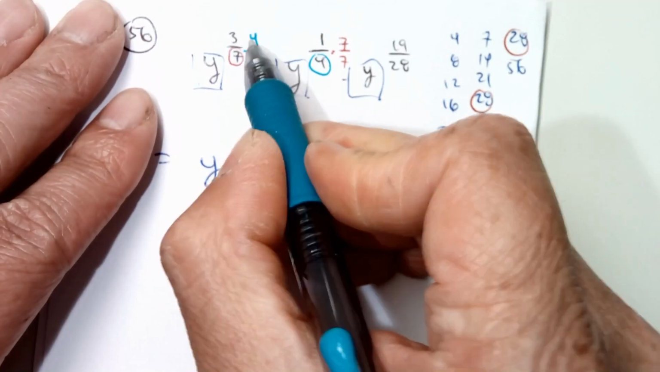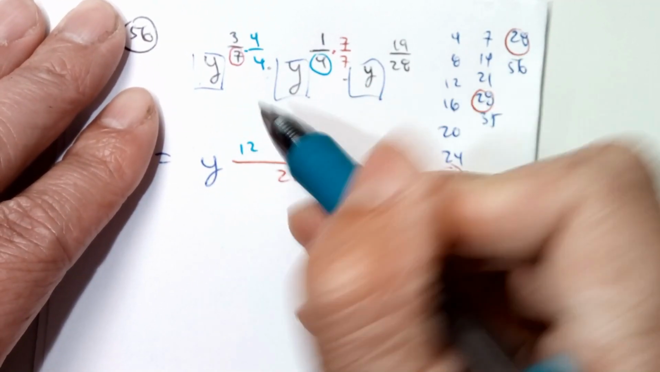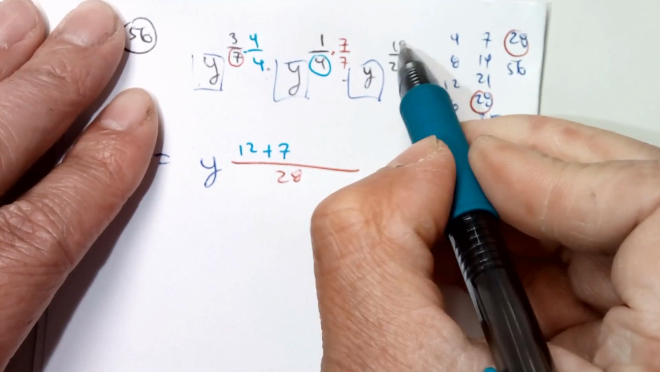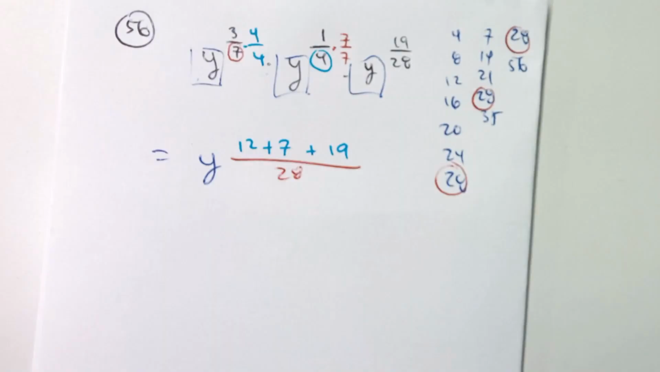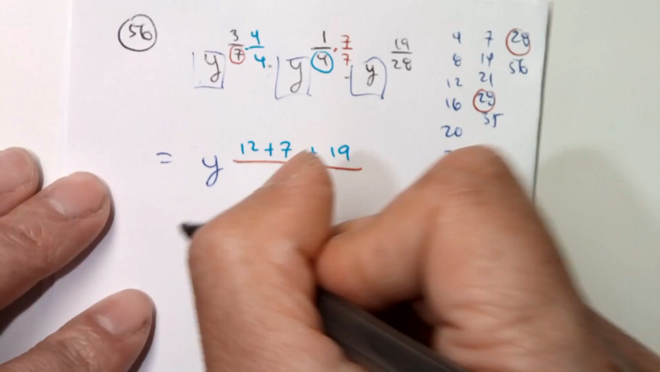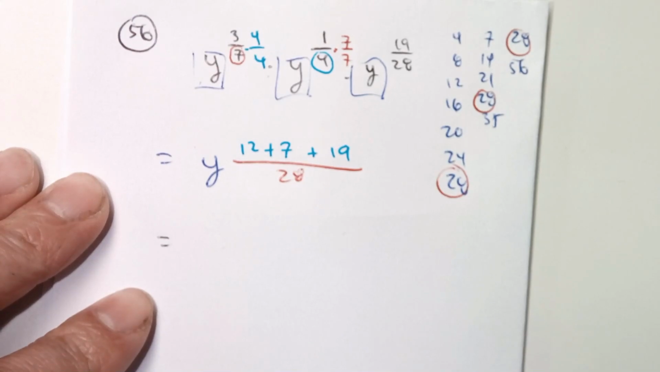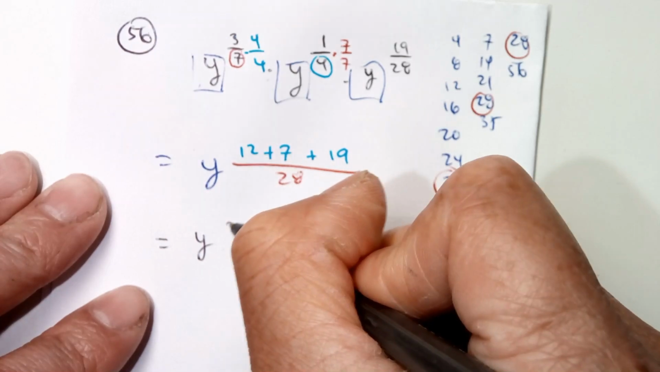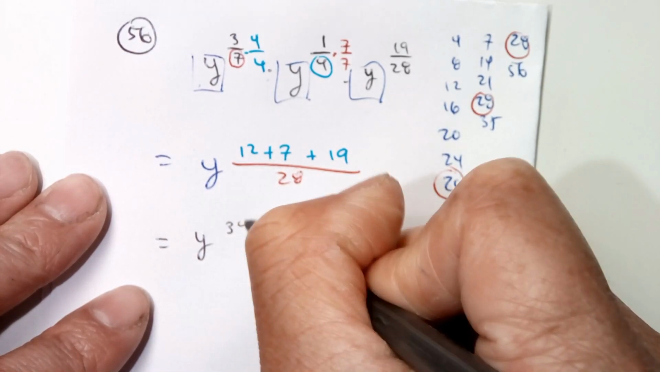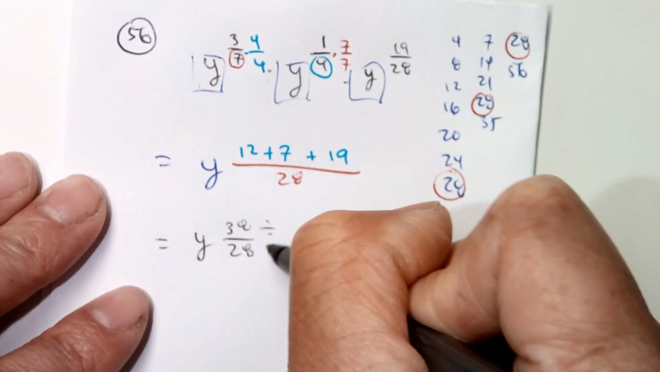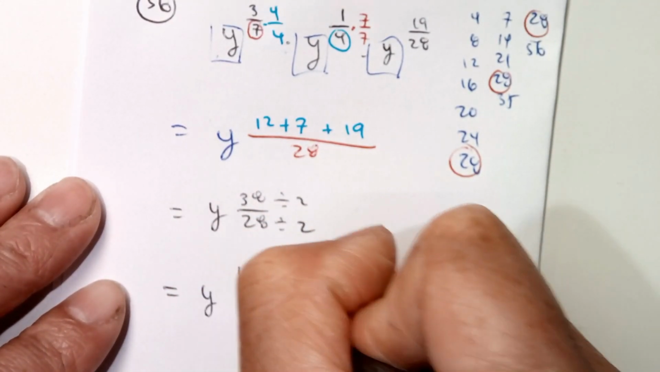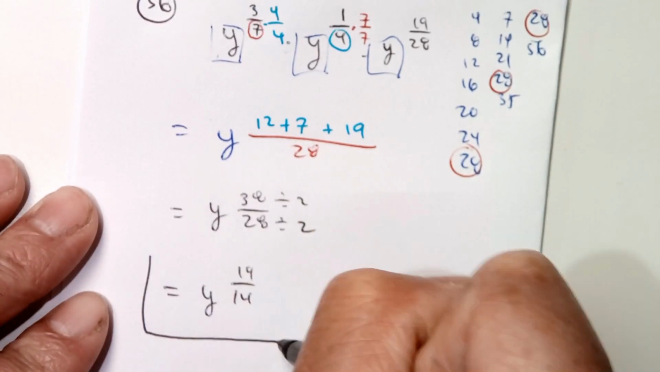And change colors here. That one, there's my hint, 4 over 4. So that'll become 12 over 28. 1 times 7 is 7 over 28, and then 19 over 28. So if I go ahead and add all those together, I'm going to get 38 over 28, just divided by 2, and you get y to the 19 over 14. Kind of just leave it like that for now.